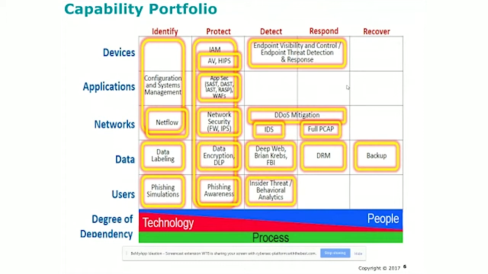Again, this is just an illustration to give you a view of, hey, if I draw an inference out of this, I can see that my protect buckets are really full, whereas my respond and recover is really light across from devices to users. So at least it gives you an initial view of where my investment is focused and where I need to balance out. Hey, do I need detect, respond, recover on my application? I seem to only have protection-driven control sets.